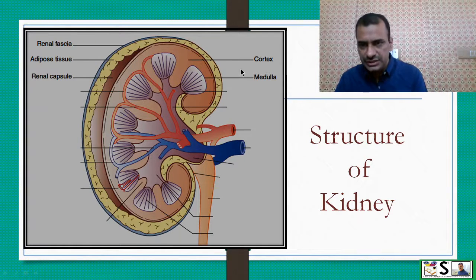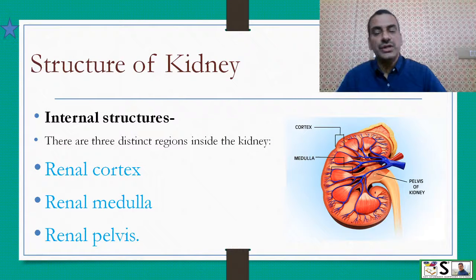Here you can see in this picture, this is the renal fascia, this is adipose tissue, and this is the renal capsule just covering the kidney. Now, internal structure of the kidney. There are three distinct regions inside the kidney: renal cortex, renal medulla, and renal pelvis. Here you can see this is the cortex, the outer part, and starting from here to here, this is the medulla, and here it is the pelvis.